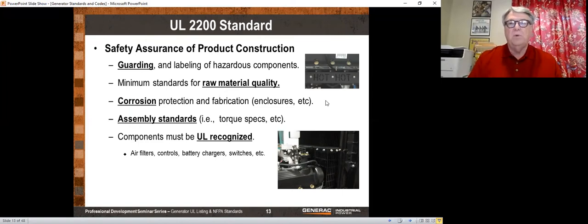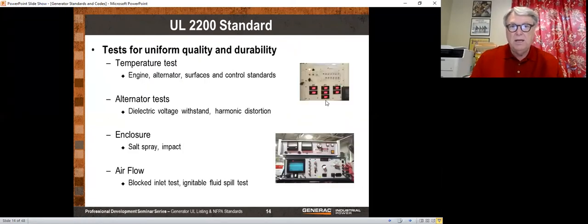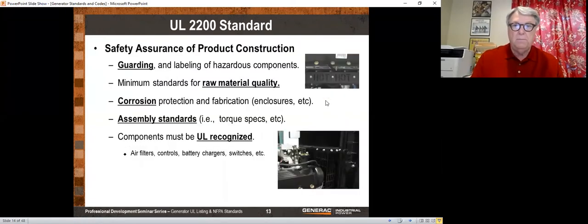They have standards for raw material quality. They have standards for corrosion. And I believe we have a slide, yes, it'll be here in a minute, about corrosion. Assembly standards. Turns out that every bolt in that generator, if it's a UL generator, has to be torqued and will have torque specifications. And finally, anything inside the generator is going to have to be either UL listed or UL recognized.